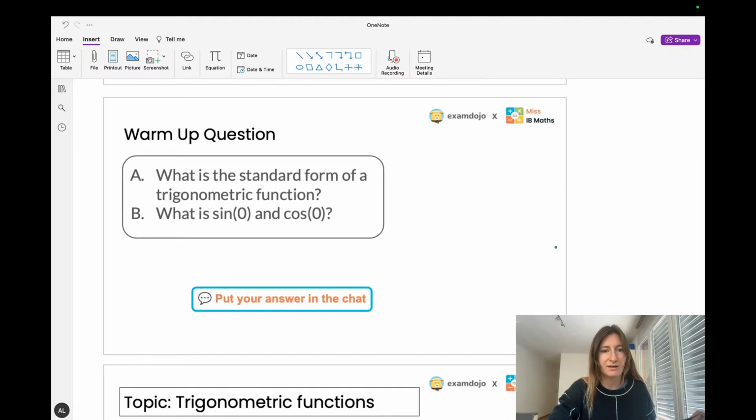In the meantime, here is your warm-up question. What is the standard form of a trigonometric function? That's question A. And question B, what is sine of 0 and cos of 0? These I recommend you knowing just at the top of your head. You should just know these.